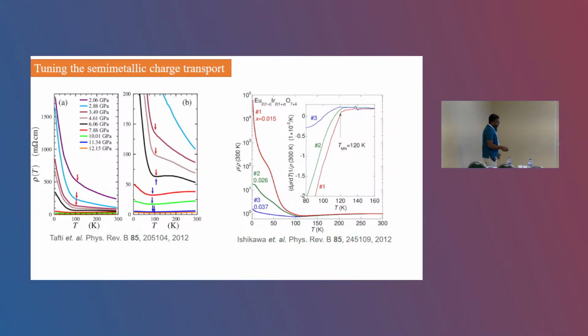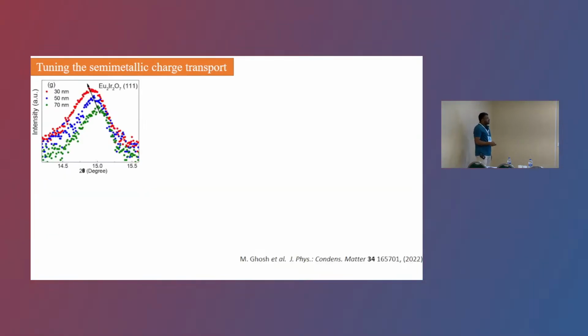Similarly, in the paper by ICQMT et al., instead of hydrostatic pressure, they changed the stoichiometry in the sample. And if you see, as we increase the iridium content in the sample, the metallic nature also increases. So this is a kind of physical pressure, and it can be called chemical pressure. So our idea was whether we can tune this semi-metallic charge transfer in thin film geometry.